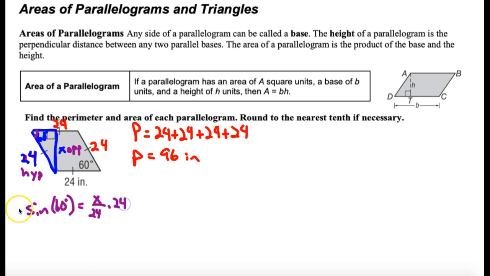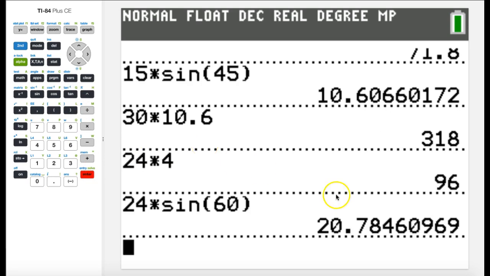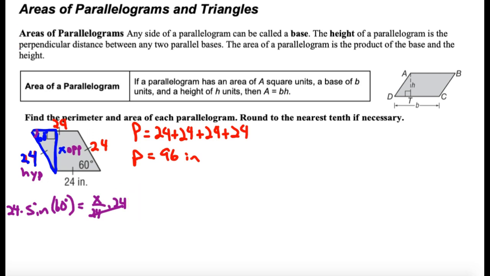Multiply both sides by 24. And we can put this into the calculator: 24 times the sine of 60. We get 20.8 if we round to the nearest tenth. So the height of this parallelogram is 20.8. So I'm going to erase that and put in 20.8.